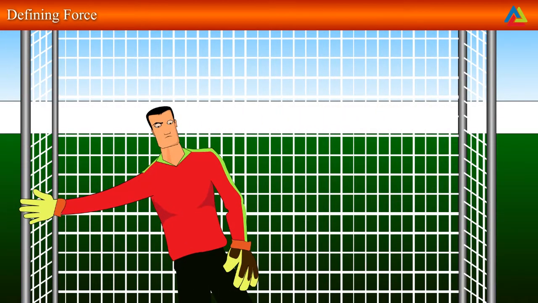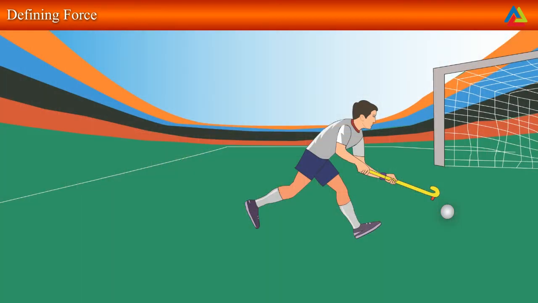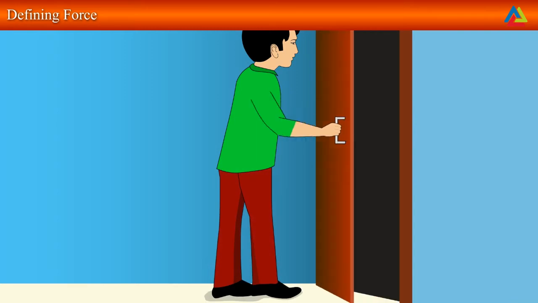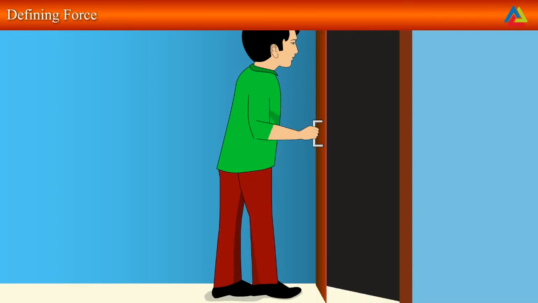In a football match, how does a goalkeeper stop a ball? A hockey player changes the direction of the moving ball with his hockey stick. How does all of this happen? In both these cases, force is applied. When you pull the door, then also you apply force.